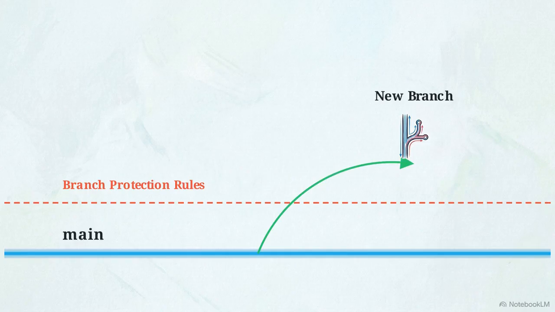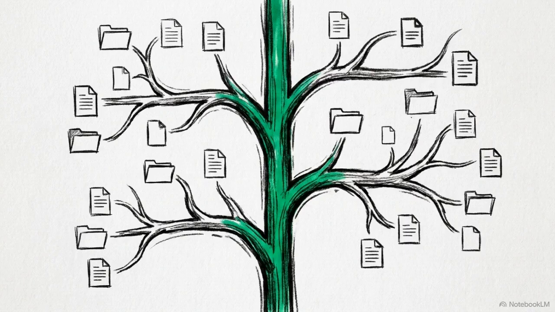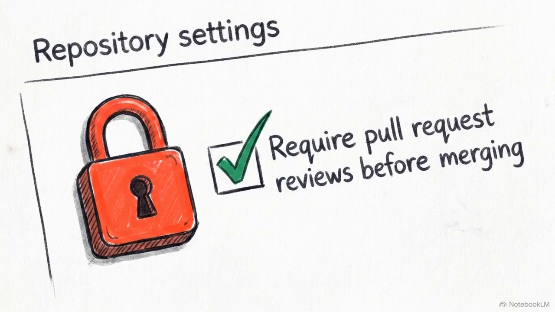We do this using branches. Your repository has a default branch called main. This represents the currently approved live version of your software. The absolute rule in this workflow is that GenSpark must never overwrite the main branch directly.